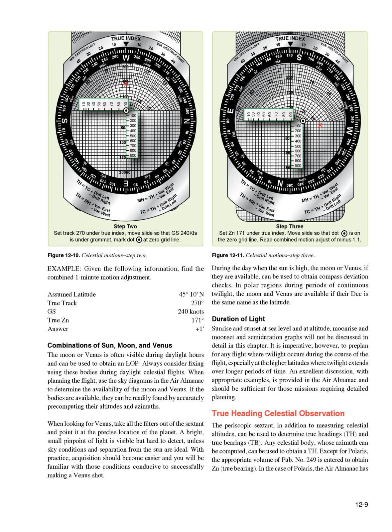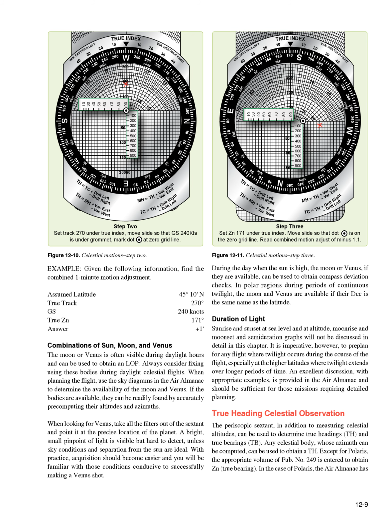Combinations of Sun, Moon, and Venus. The Moon or Venus is often visible during daylight hours and can be used to obtain an LOP. Always consider fixing using these bodies during daylight celestial flights. When planning the flight, use the sky diagrams in the Air Almanac to determine the availability of the Moon and Venus. If the bodies are available, they can be readily found by accurately precomputing their altitudes and azimuths.